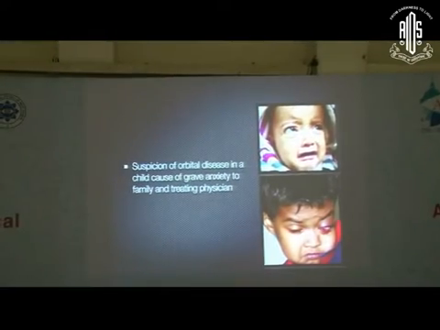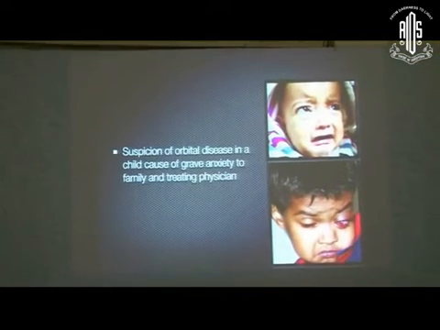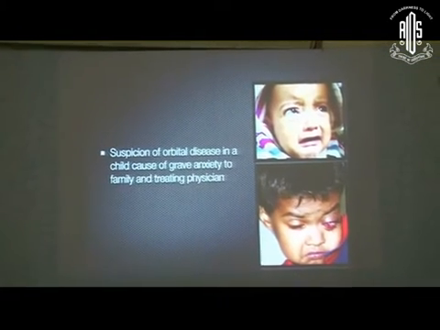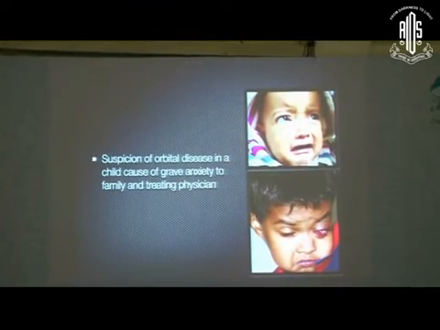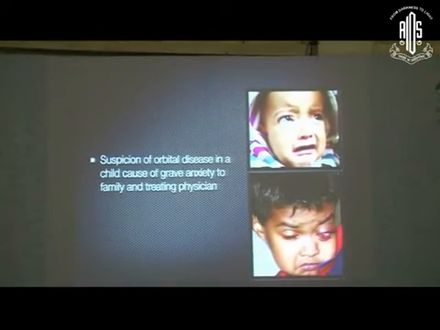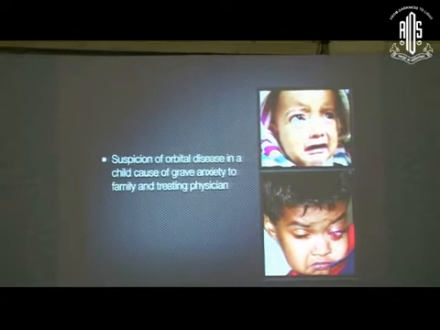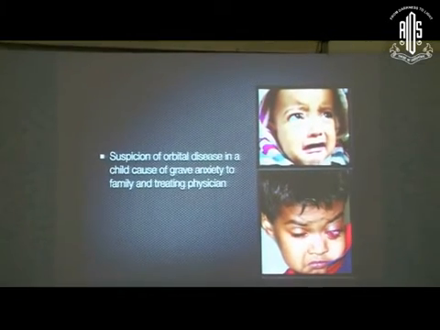Now the best thing that I would like to suggest is that don't panic and just create a systematic algorithm in your mind that will help you to always manage these cases properly and to proceed in the right direction step by step. Don't jump to the diagnosis straight away.